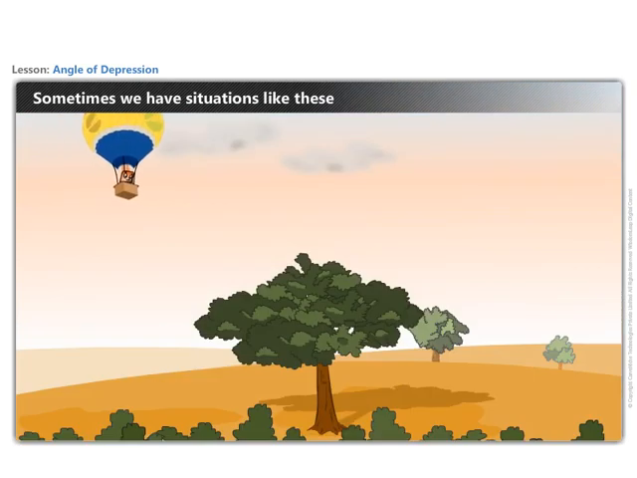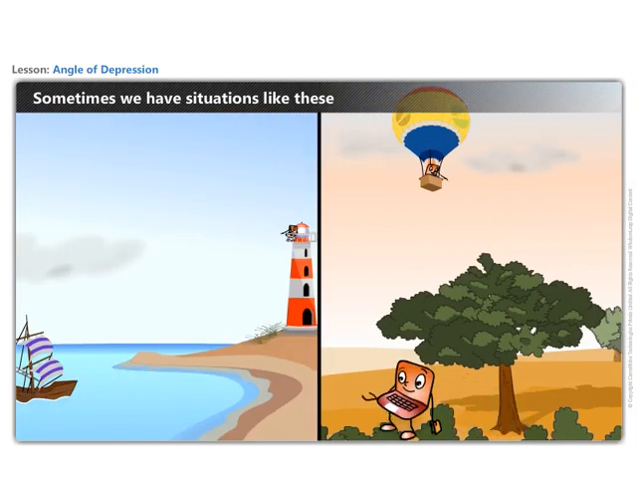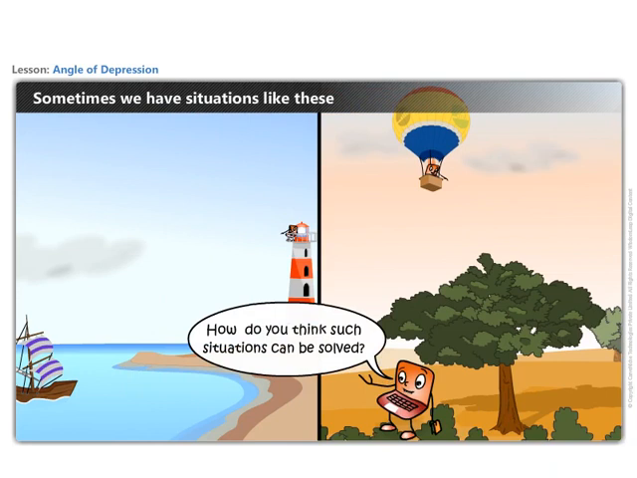YB is flying a gas balloon and looks at the tree below. Can I find the distance between my balloon and the tree I see below? How do you think such situations can be solved?